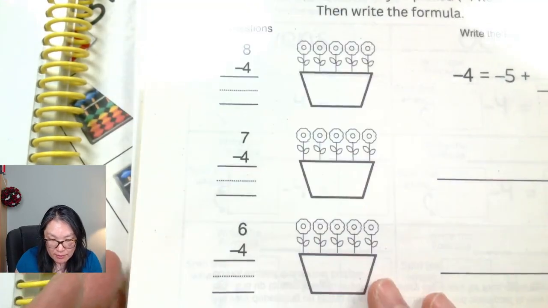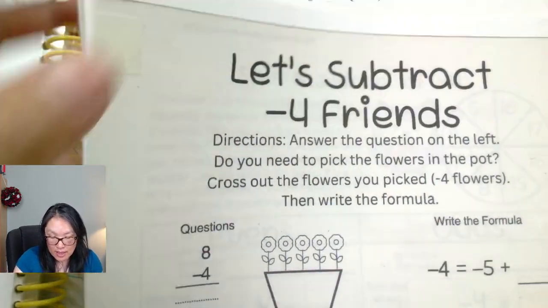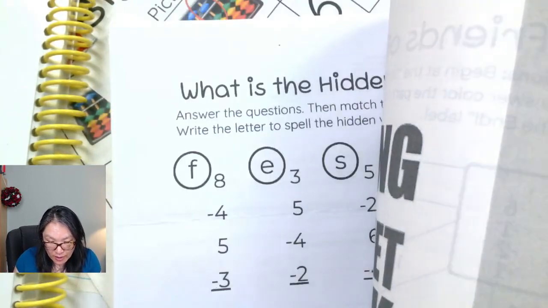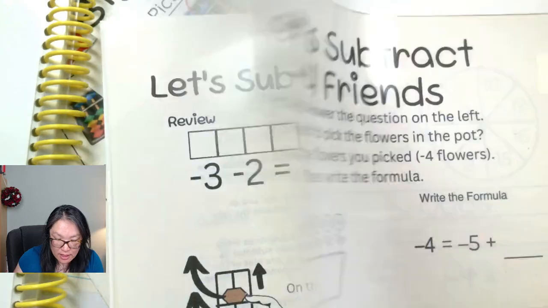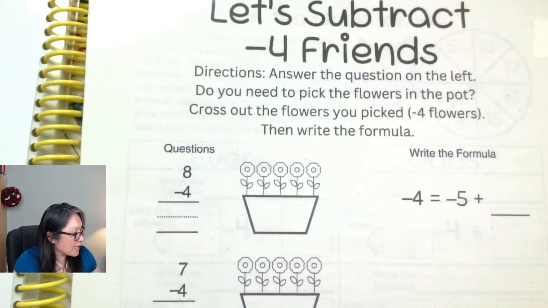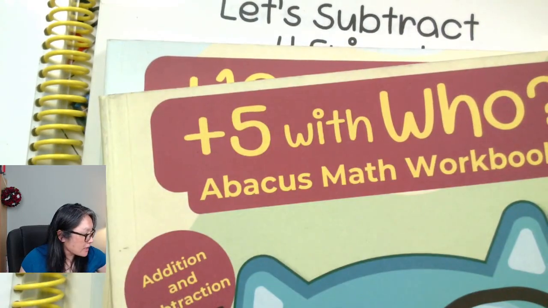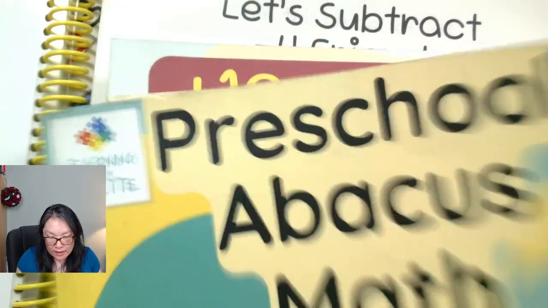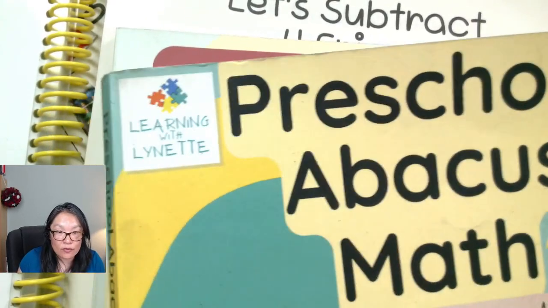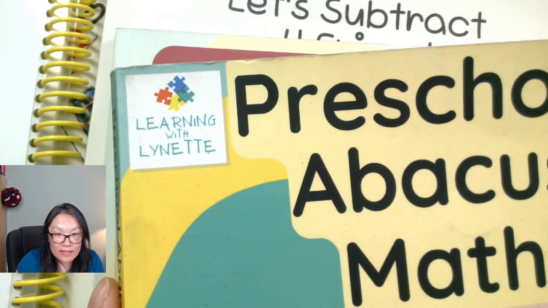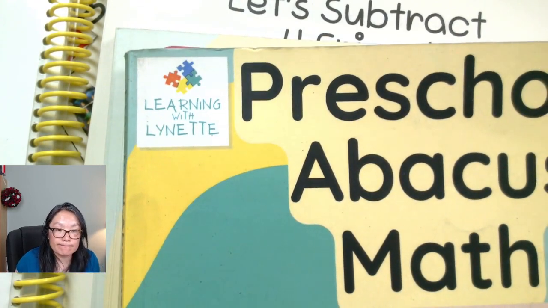So this is the -5 book, and I'm in the process of making my videos for this. I already have the +10s, and then the +5s, and my adding and subtracting simple, and then I have to do the -10s and so forth.